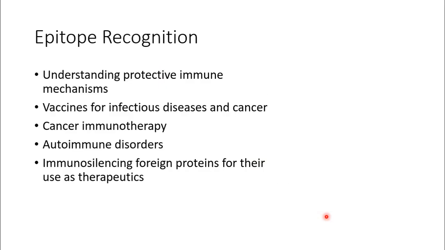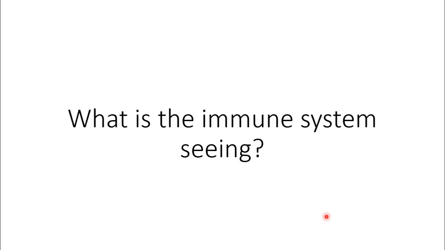Understanding which epitopes are recognized by the immune system as immunogenic is important for understanding how the immune system works and which mechanisms are protective. It is important for developing effective interventions such as vaccines for infectious diseases, vaccines for cancer, cancer immunotherapy, specific therapeutics for autoimmune disorders, and for immunosilencing proteins of foreign origin for their use in humans. So an important question that scientists are trying to address is, what is the immune system seeing? What are the immunogenic epitopes that, when recognized by the immune system, can result in effective clearance of the infection or killing of cancer cells?